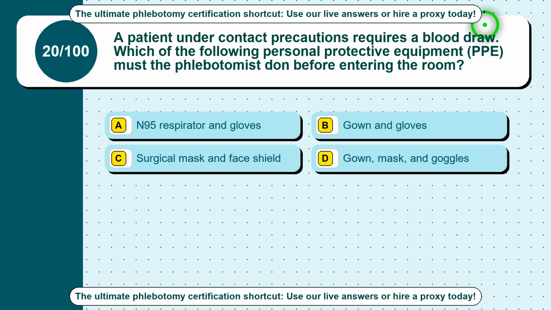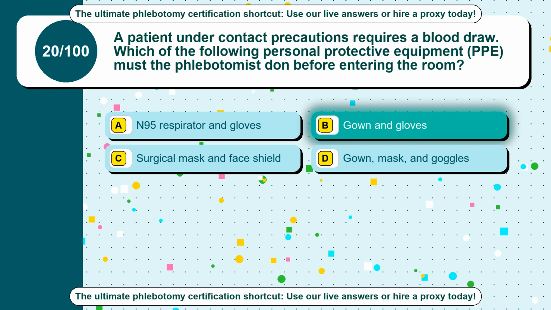Question 20. A patient under contact precautions requires a blood draw. Which of the following personal protective equipment, PPE, must the phlebotomist don before entering the room? Option A. N95 respirator and gloves. Option B. Gown and gloves. Option C. Surgical mask and face shield. Option D. Gown, mask, and goggles. The correct answer is option B, gown and gloves.